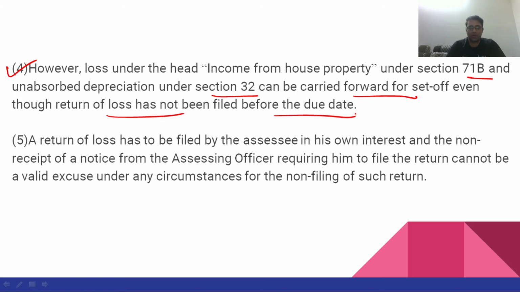All right, so a return of loss has to be filed by the assessee in his own interest, and non-receipt of a notice from the assessing officer requiring him to file the return cannot be a valid excuse under any circumstances for the non-filing of such return. So basically, like I told you in the beginning, the filing of a business loss return is in the own interest of the assessee. The Act does not mandate you to file a loss return, but if you want to carry forward your losses and set them off against the incomes in future years, then you need to file it. If you think you don't want the set off, don't file it. It's okay. The assessing officer will normally not send you any notice, and later on you cannot use it as an excuse saying that I did not get a notice from the assessing officer, so I did not file the return. So it's your own interest.